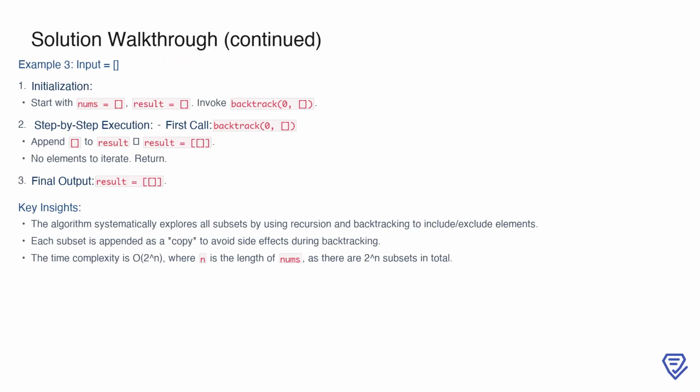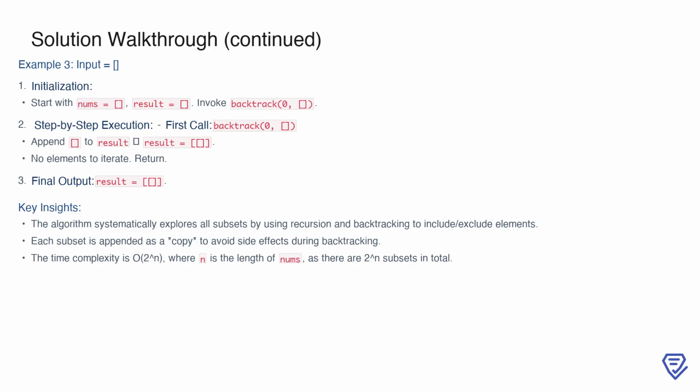For the final example, we consider an empty input, nums equals []. Here, the result list starts as empty, and we invoke backtrack(0). In the first call, the empty subset is appended to result, making result equals [[]]. Since there are no elements in nums, there is nothing to iterate over, and the function simply returns. The final output in this case is result equals [[]], which is the only subset possible for an empty input.